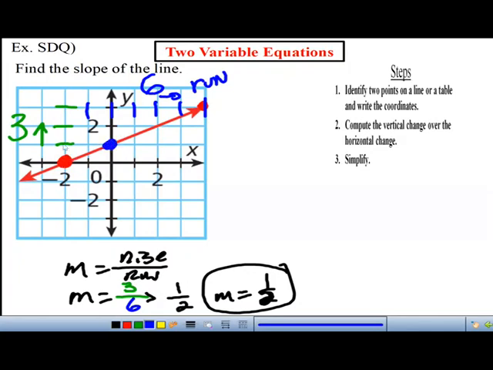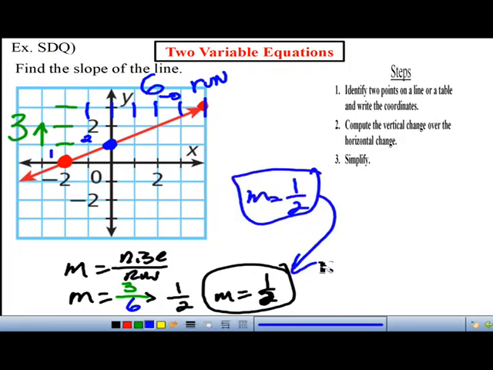How many steps up from here to here? 1. How many steps to the right from here to here? 2. So my slope is 1 over 2. Isn't it the same thing as that? Yes. If you pick 2 points that are on the line, since it's a constant rate, you should get the same slope if you simplify to lowest terms. Okay? So with that said, that was me.